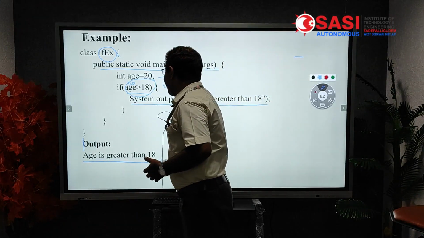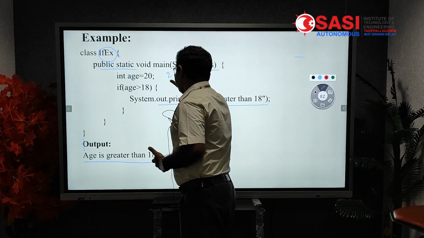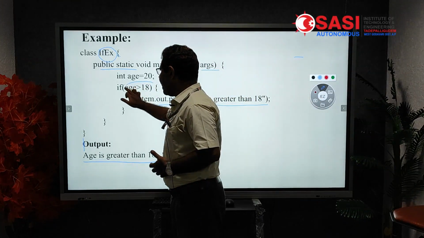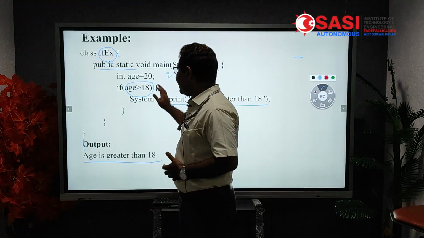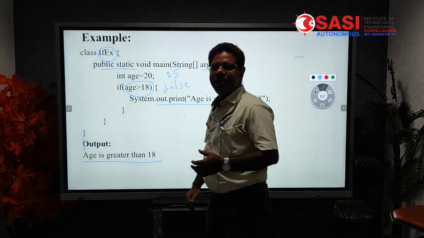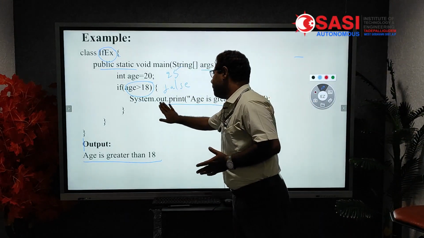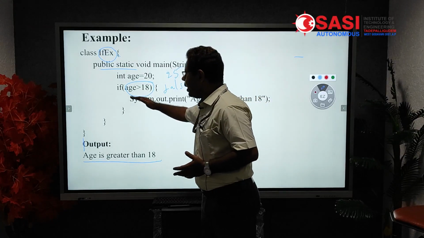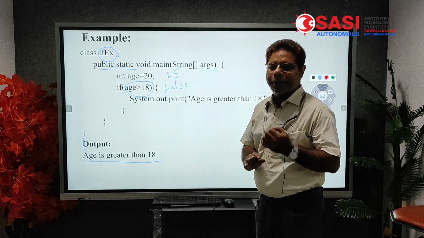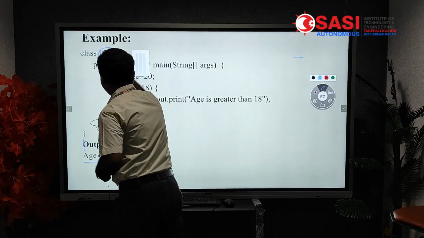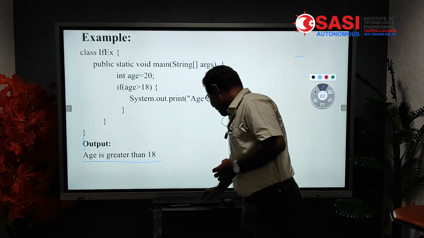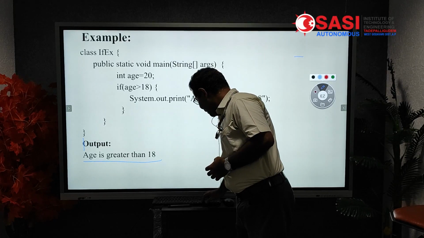Suppose we declare age equal to 25. Based on the age value, age greater than 18 is... so the condition is false. If the condition is false, it will not execute the if statement. The control moves out of the if statement. So this is a small example for the if. The purpose of the if statement is: if the condition is true, execute the if block. If the condition is false, it will not execute.